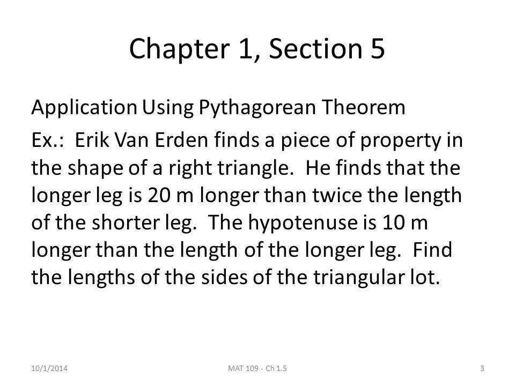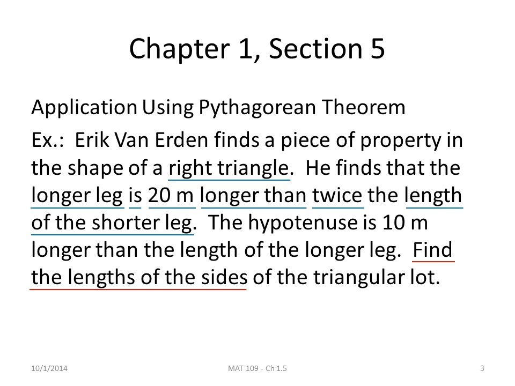Now let's look at an example problem. In this example, a buyer wants to determine the lengths of the sides of a triangular shaped piece of property. He knows certain information about the relationships between the sides of the triangle. For instance, he knows that it's a right triangle. He knows that the longer leg is 20 meters longer than twice the length of the shorter leg. He also knows that the hypotenuse is 10 meters longer than the length of the longer leg.